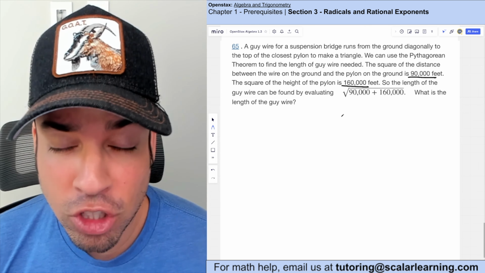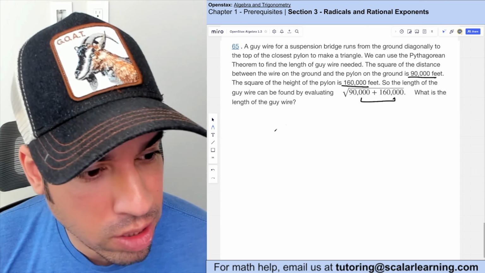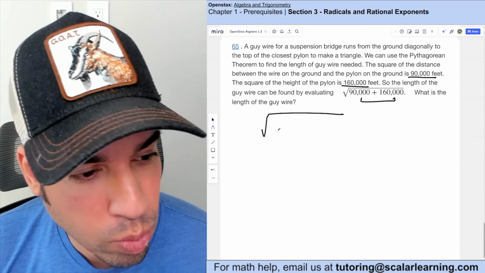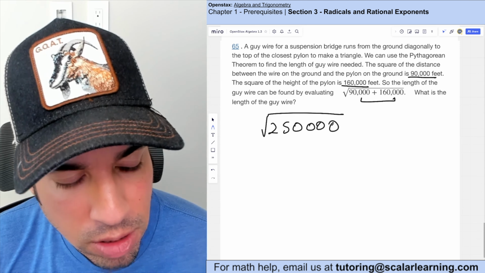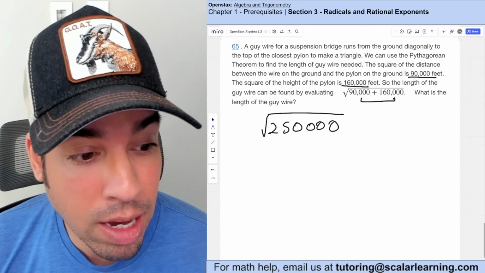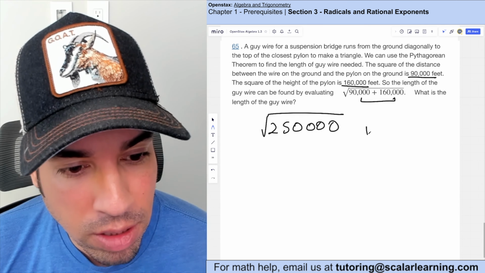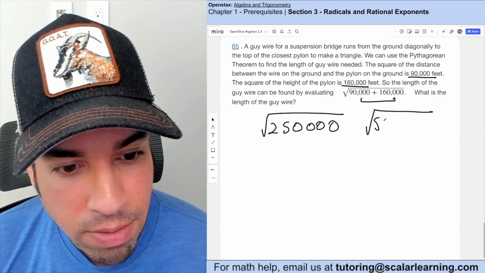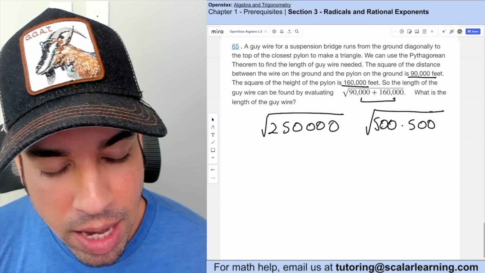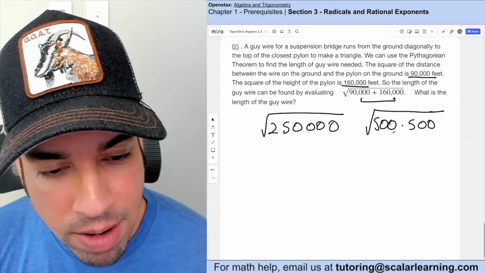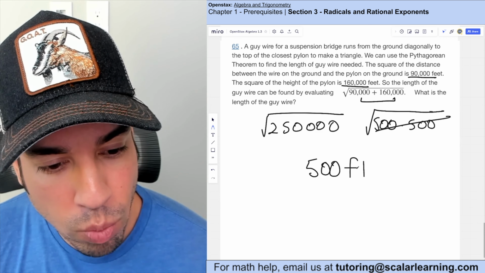So what I'm going to do is, just like every other example, I'm going to simplify first by adding those values underneath the square root. So 90,000 plus 160,000 is 250,000. And this just so happens to be a perfect square because 250,000 is the same as 500 times 500. So since we have a pair of twins of 500 and 500, the square root of this is simply 500 for the win.